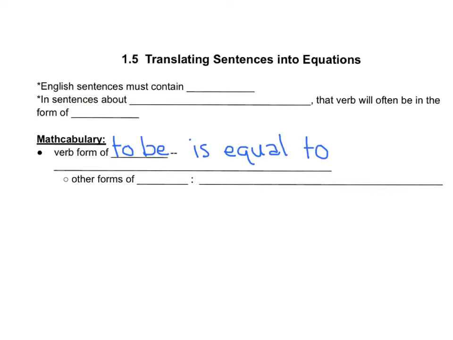And excuse the writing, it's going to be a little tricky to write as neat as possible on the iPad. Other forms of the verb to be that you'll see in our word problems will be the following: is, are, and will be. So if you see these words, then you know that you are seeing a relationship between two or more numbers or values.